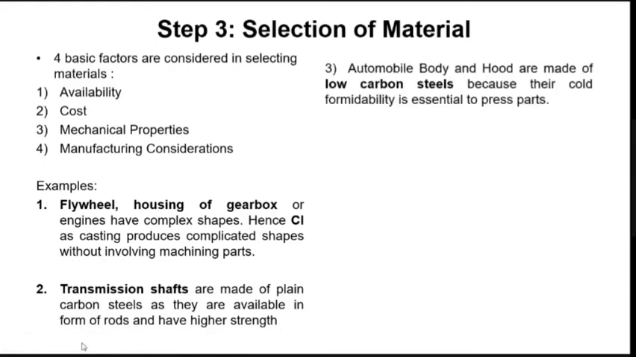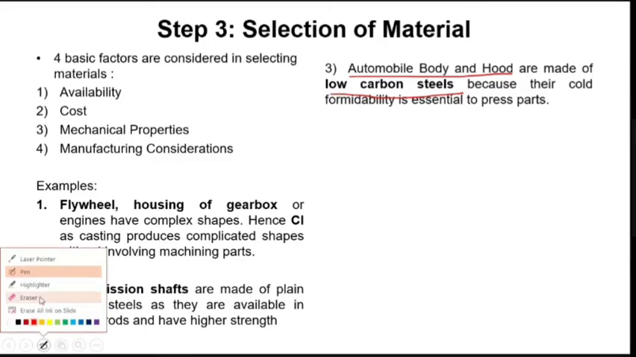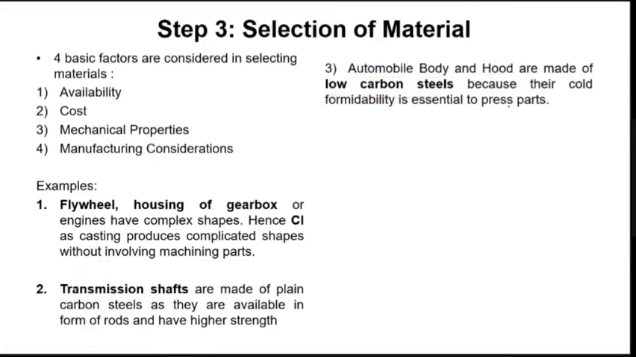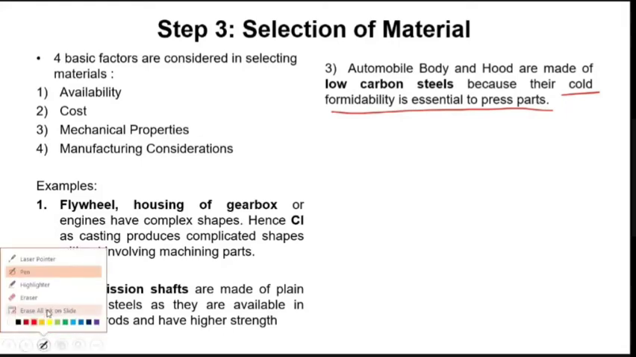Next, let us take one more example of an automobile body, the upper body of an automobile. These are specifically made of low carbon steel. Now you say, sir, why select low carbon steel? Very easy, because cold formability is essential to press the part. These low carbon steels have a property called formability, which is essential because we have to do the pressing operations, we have to create the sheets for the automobile body. So this property is very, very important.